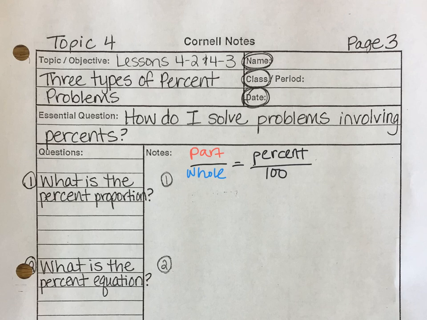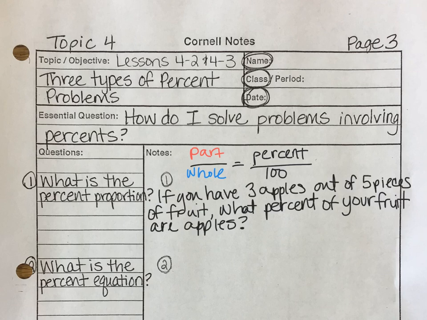When you're solving the percent proportion, you'll know two of the three pieces of that proportion. The part, the whole, and the percent are those three pieces. The number 100 is always going to be the denominator of the percent ratio.